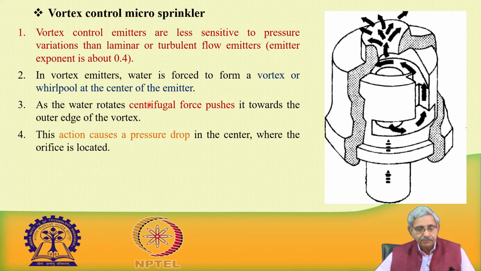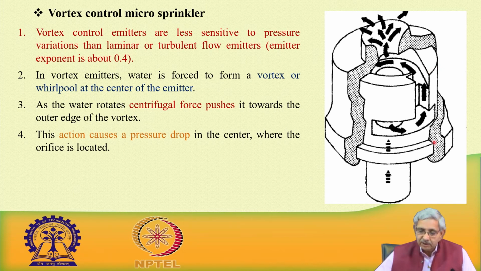In a vortex emitter, water is forced to form a vortex or whirlpool at the center of the emitter. As water rotates, centrifugal force pushes it toward the outer edge. This is what you see here. The water is coming and then it is forced toward the outer edge.